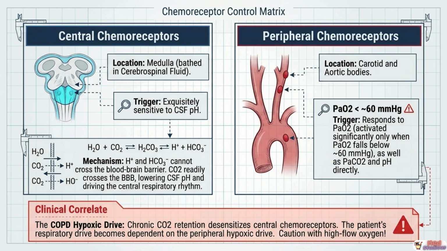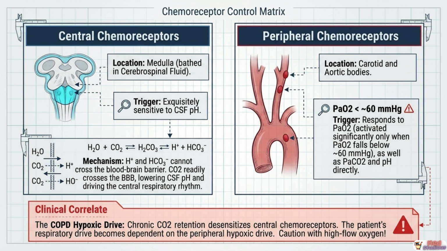Breathing is controlled by 2 anatomically and functionally distinct chemoreceptor systems, and understanding their separate triggers explains some of the most clinically important physiology in respiratory medicine. Central chemoreceptors are located in the medulla, bathed directly in cerebrospinal fluid, and they are exquisitely sensitive specifically to CSF pH. The underlying mechanism depends on a key biochemical fact. Hydrogen ions and bicarbonate cannot cross the blood-brain barrier, but carbon dioxide crosses readily, lowering CSF pH once inside and directly driving the central respiratory rhythm through this indirect pathway.